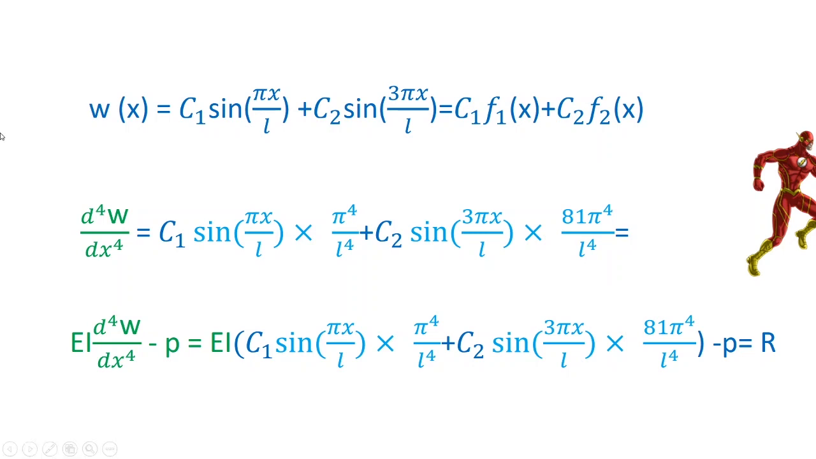Anyway, w(x) is equal to c1 sin(πx/l) plus c2 sin(3πx/l). So this was our trial function. Got it? This was our trial function. When we differentiated it 4 times, we got c1 sin(πx/l) into (π/l)^4 plus c2 sin(3πx/l) into (3π/l)^4. So I will put all these values in the equation which we have. This is our residual function.